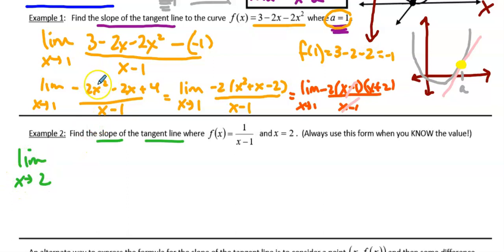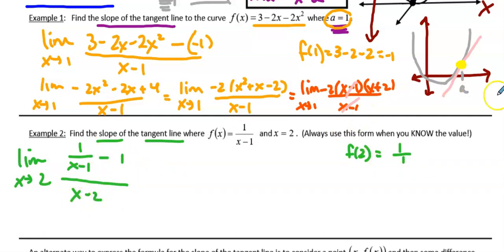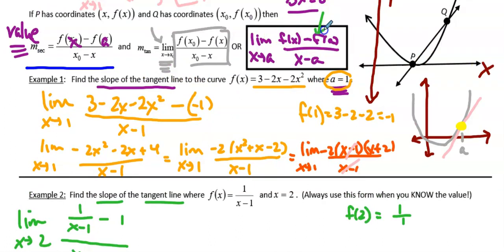So if you were a little bit confused about example number 1, then maybe this will help you out with what we're doing. So again, limit as x approaches 2. The first thing is our f of x, so we literally just write our f of x here. Then we're going to subtract what f of 2 is. Off to the side here, we plug in 2 and we get 1 over 2 minus 1, which is 1. So f of 2 is equal to 1. And this is going to be all over x minus 2, right? So I basically just did this little formula right here.